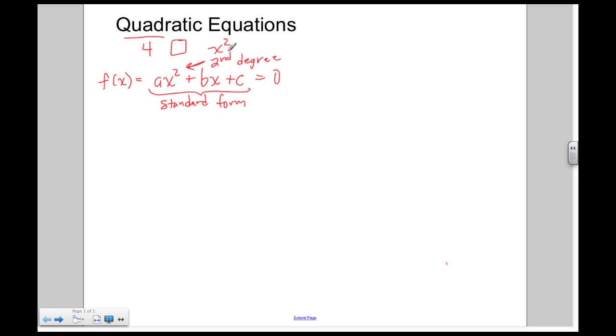If we have a second degree or quadratic equation, that's going to form a graph or a picture on a graph that's called a parabola. That parabola can open up, of course it can open down, it can open to the left, and it can also open to the right.